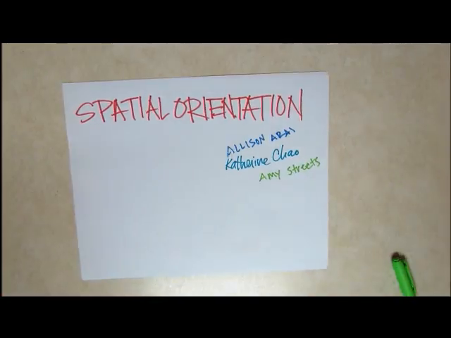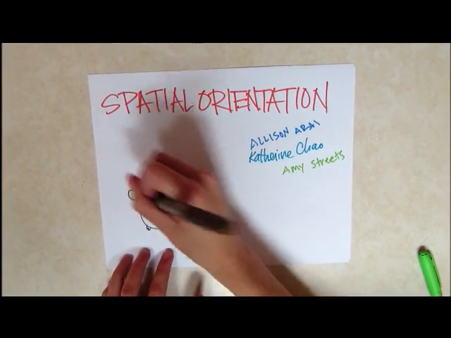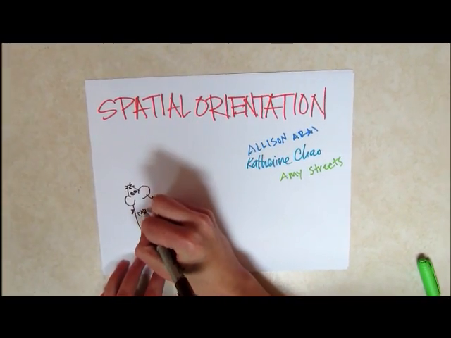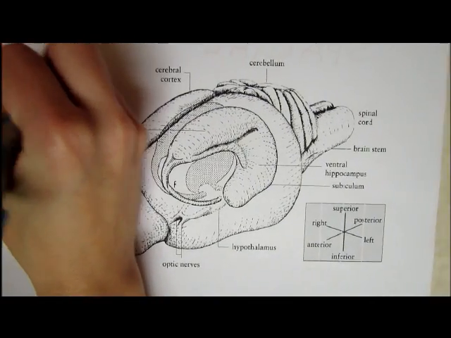Spatial orientation is how animals figure out where they are in their environments, and most spatial orientation experiments study rats. This is Daphne the rat, the star of our show. And this is Daphne's brain.